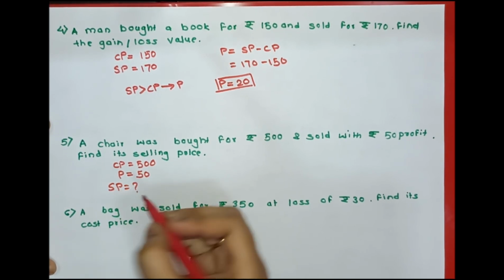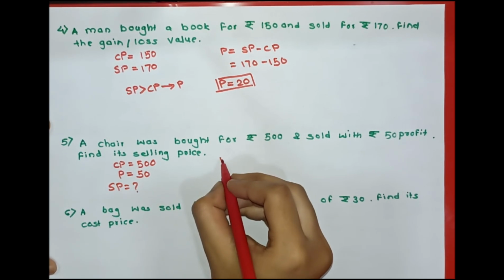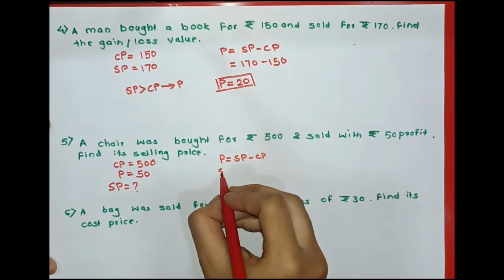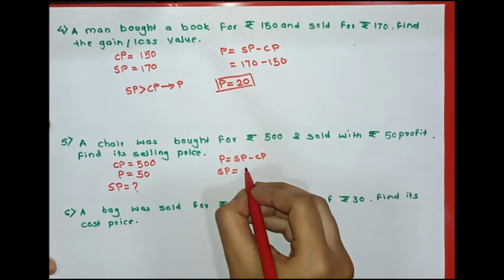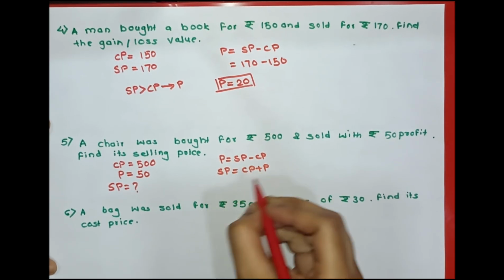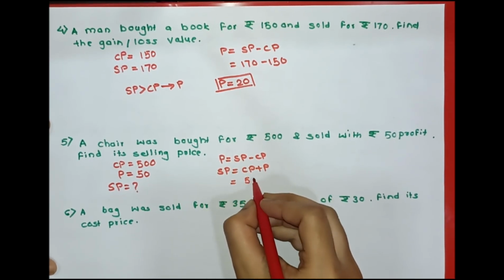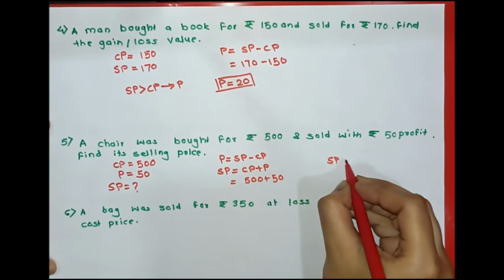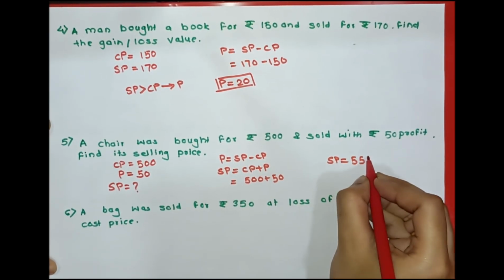We know the formula for profit: profit is selling price minus the cost price. So selling price becomes cost price plus profit. So it is 500 plus 50, and the selling price comes out to be 550 rupees.